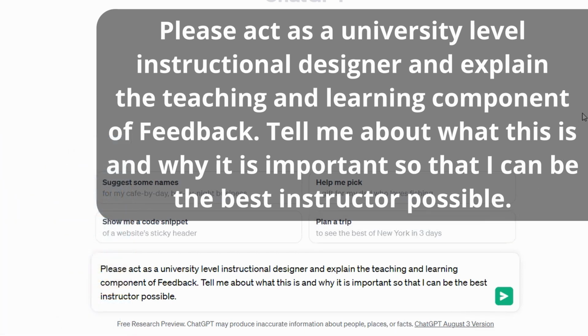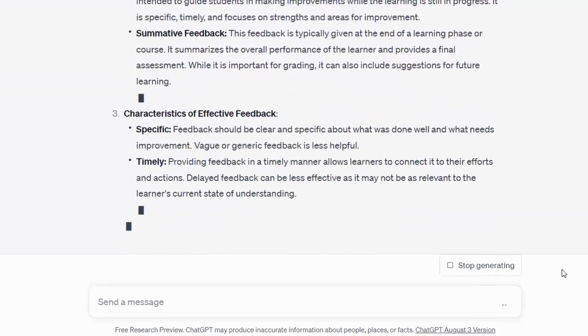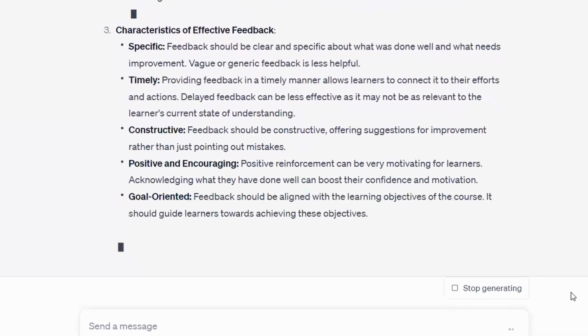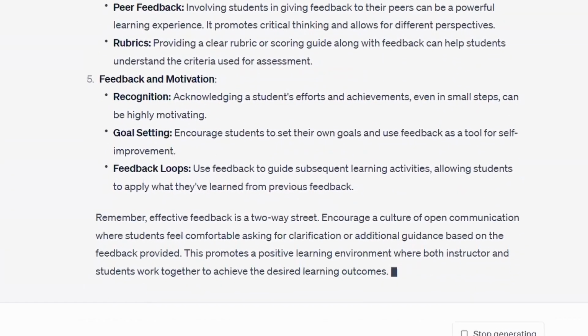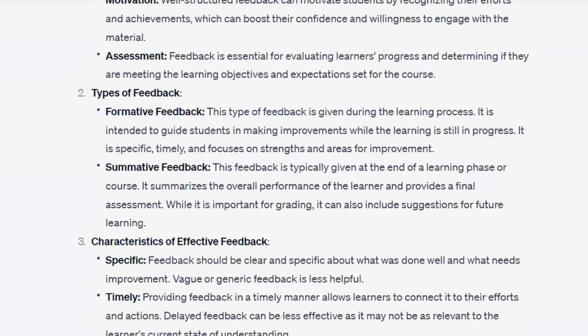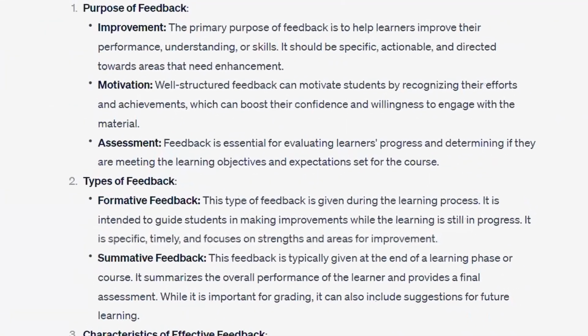So here I'm using the AI in order to give me an explanation so that I can learn. I'm using the AI as an instructional designer to help me better understand a component. And in this case, the component of teaching and learning would be feedback. It goes through and instantly provides me an answer telling me about the different aspects of feedback, the different components associated with it. It starts off by talking about the purpose of feedback.